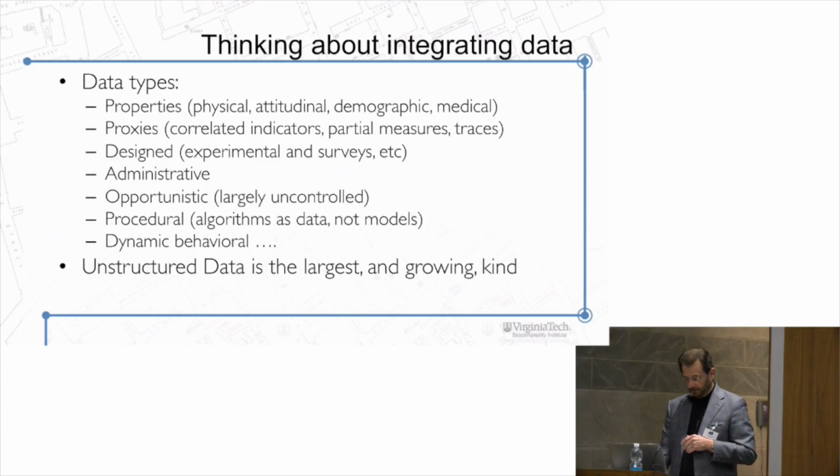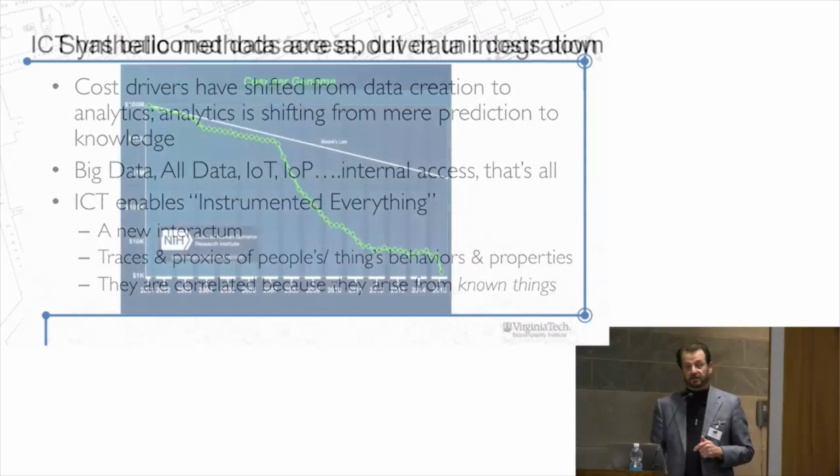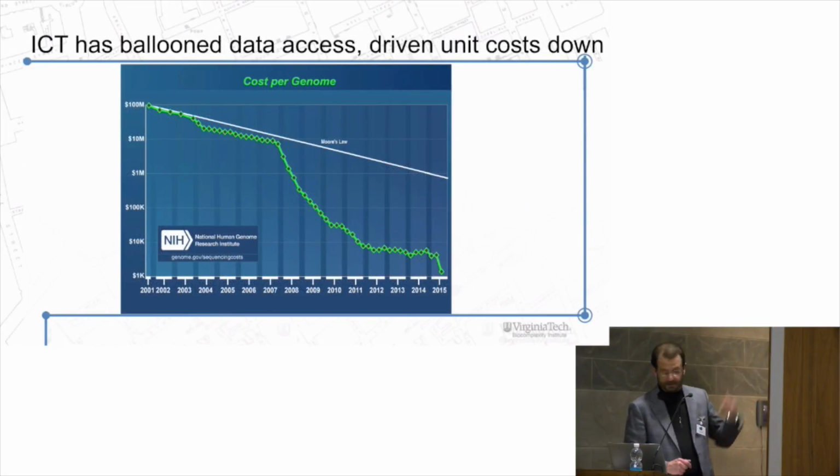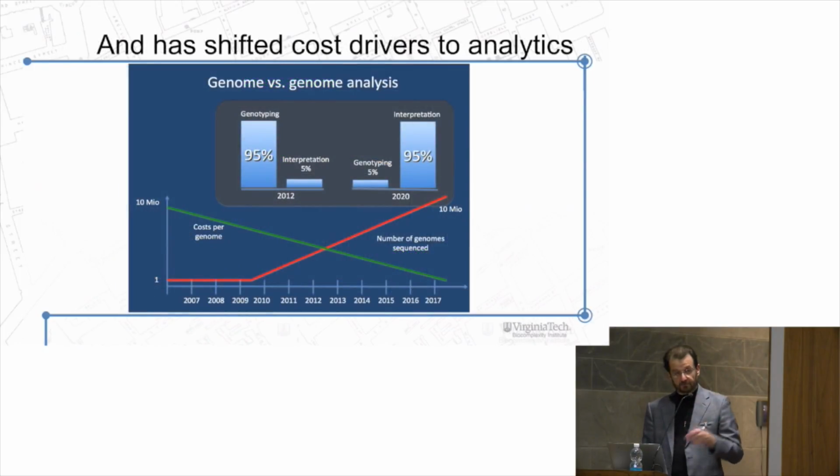Unstructured data is by far outpacing everything else as the largest source. Cost drivers have shifted from data creation to analytics. We've all heard about these things. This is a slightly old picture, but it continues on the exact same path, so I'll just show you anyway. This is cost per genome, which is an ICT-enabled big data issue. Cost drivers are shifting to analytics, away from the cost of sequencing.